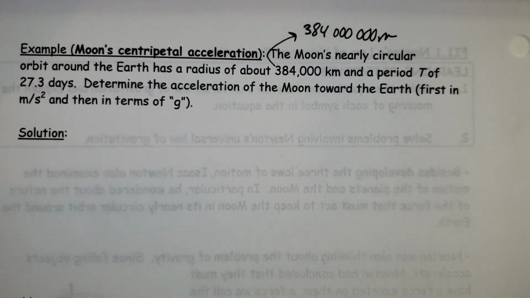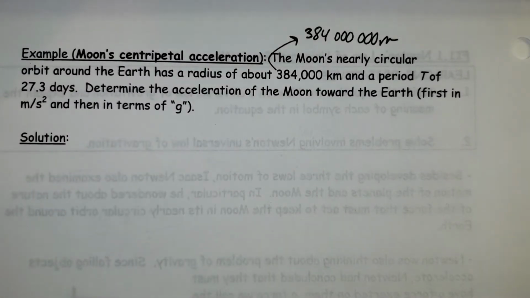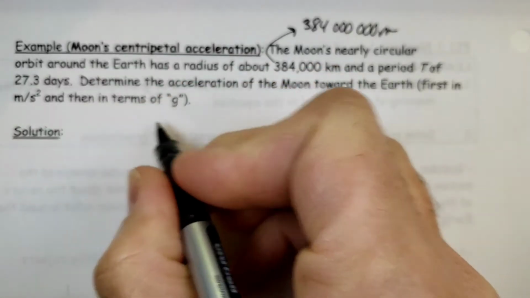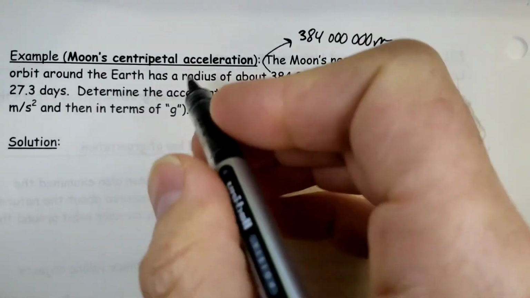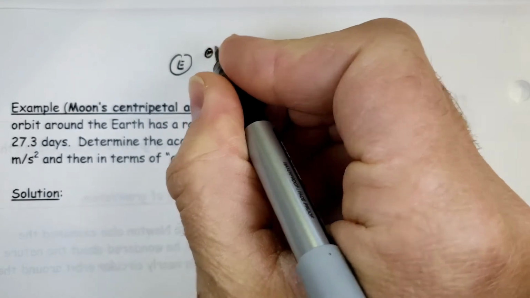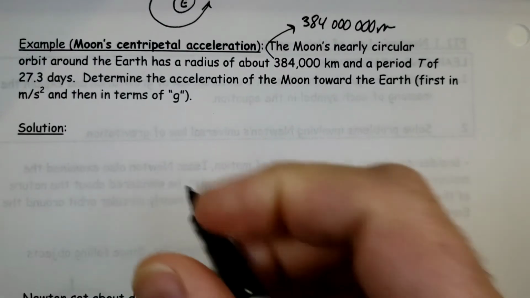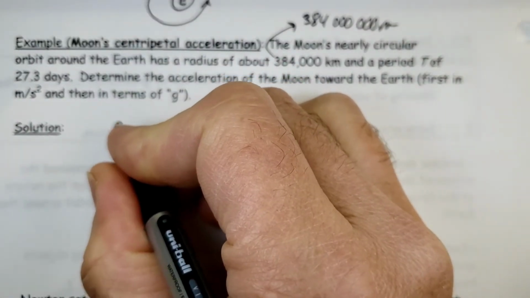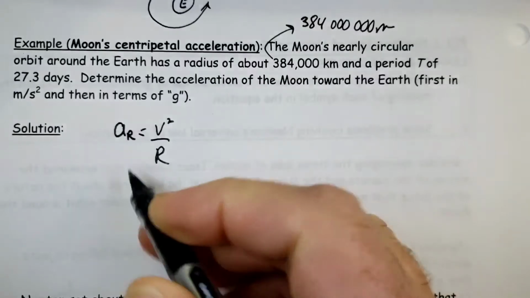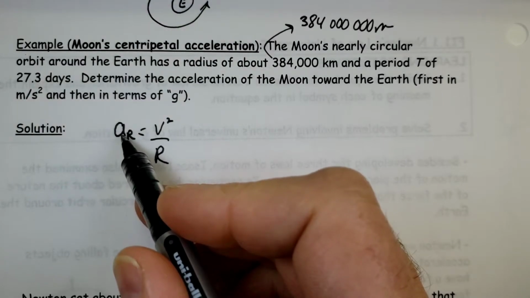Determine the acceleration of the moon towards the Earth, first in meters per second squared, then in terms of how many g's we are talking about. To look for acceleration, since this is really a circular motion question, here you have the Earth, and here you have the moon going around. So it's the same thing as centripetal acceleration. We can use our centripetal acceleration, a_R equals v squared over R. In here we're talking about radial or centripetal acceleration.